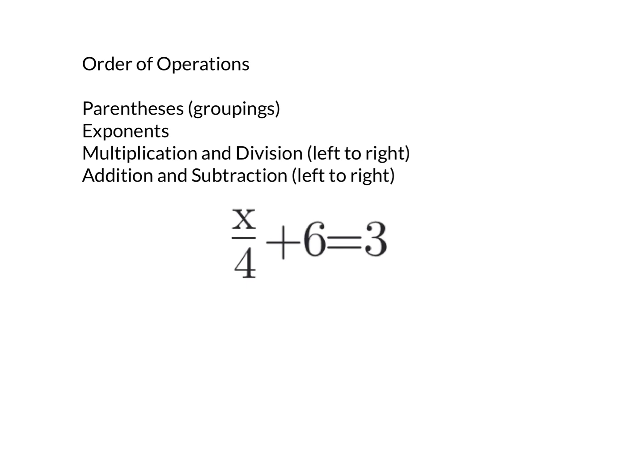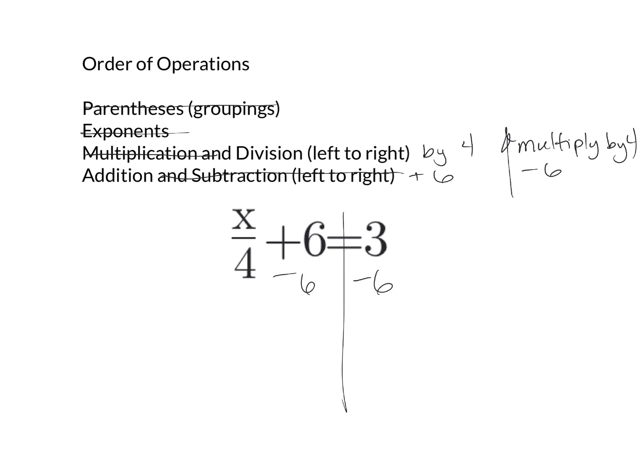All right, this time, this x over 4 is x divided by 4. So I don't have parentheses or exponents. I don't have multiplication. This time I have division, dividing by 4, and I have addition. So I'm adding 6. The opposite there, subtract 6. And then the opposite of division is multiply by 4. So I'm going in the opposite direction, subtract 6, line down the middle.